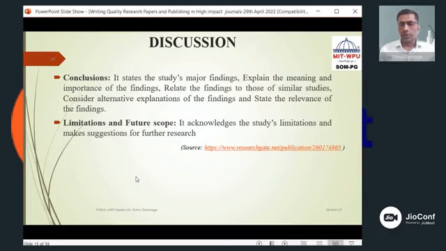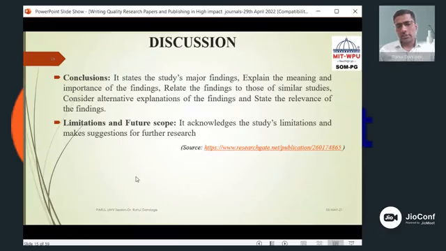So under conclusion, we'll try to summarize whatever results we have got, what is the meaning of these results, what are our findings, how these findings can be correlated with similar kinds of studies carried out earlier, and what can be the alternative ways of carrying out this particular research work. So that can be the conclusion part. And limitations and future scope: what research we have carried out, what were the limitations, and if somebody wants to carry out this research work, what will be our suggestion.